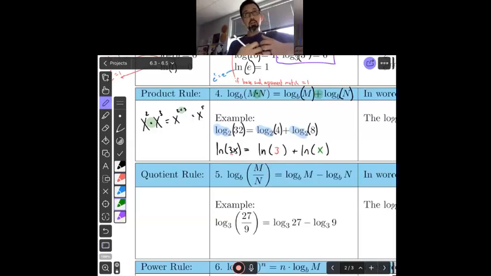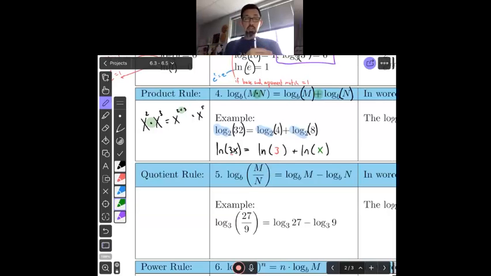So you could break the natural log of 3x apart into the natural log of 3 and the natural log of x. You just add them together, because with addition, order doesn't matter. It doesn't matter if you write natural log of 3 plus natural log of x, or natural log of x plus natural log of 3.